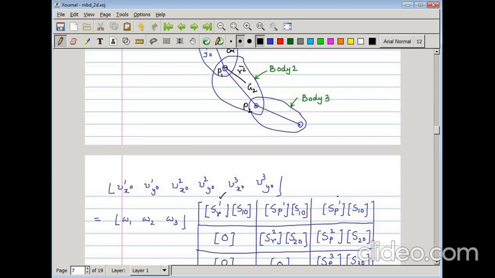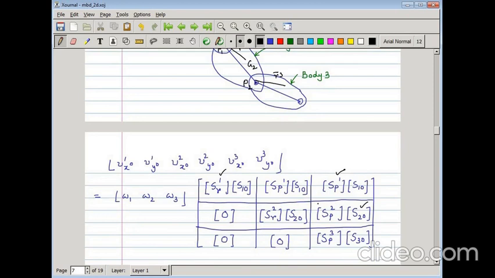So P1 with respect to O, this omega 1 into this, you get the velocity of this. Then P2 with respect to P1, so you get omega 2 with respect to omega 2 of this point with respect to this point. So this is this, then omega 3 into this. So this is SP3 to S30. So just notice the pattern. If you keep on increasing the bodies, then the terms will be added and this matrix will get expanded.